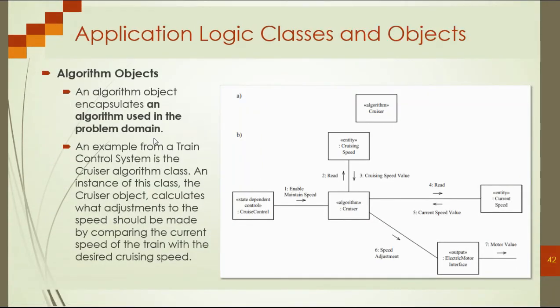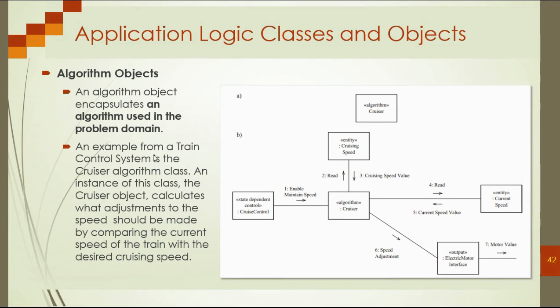The second application logic object is the algorithm object. This object is actually used to encapsulate the algorithm that is used in the problem domain. As I mentioned, this type of object is more relevant to engineering and science. So when you are writing methods or algorithms for sorting, for example, or for searching, such algorithms can be considered as algorithm objects.